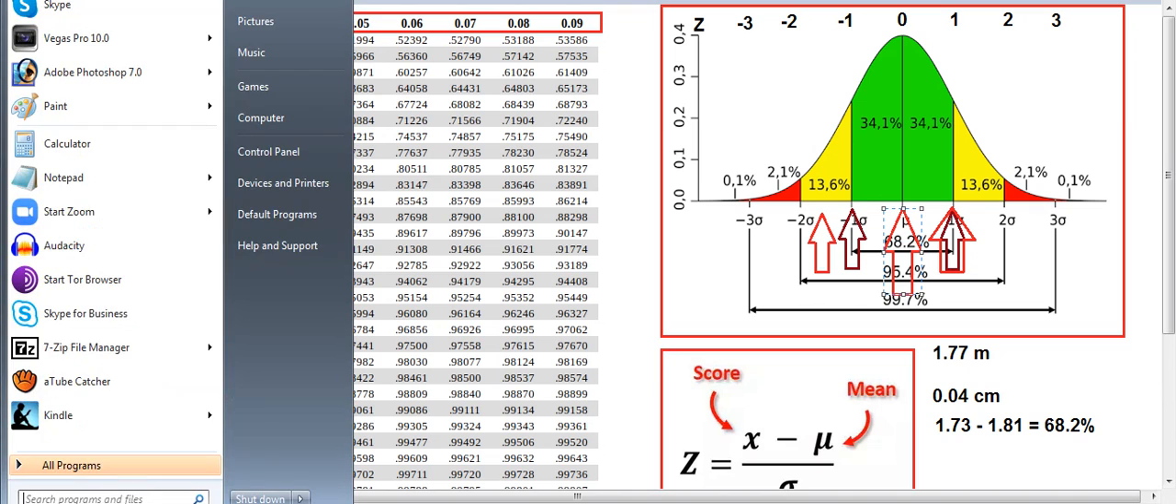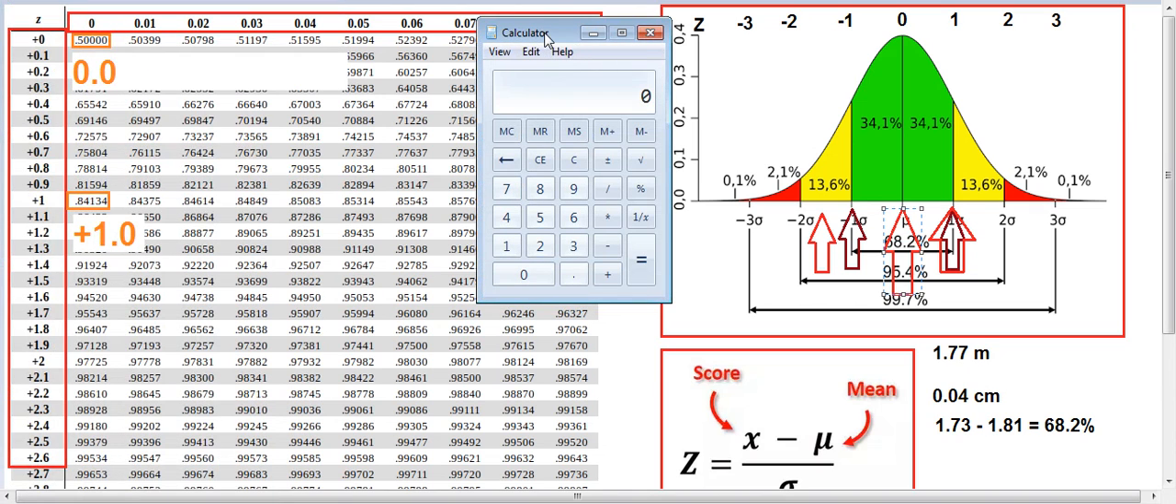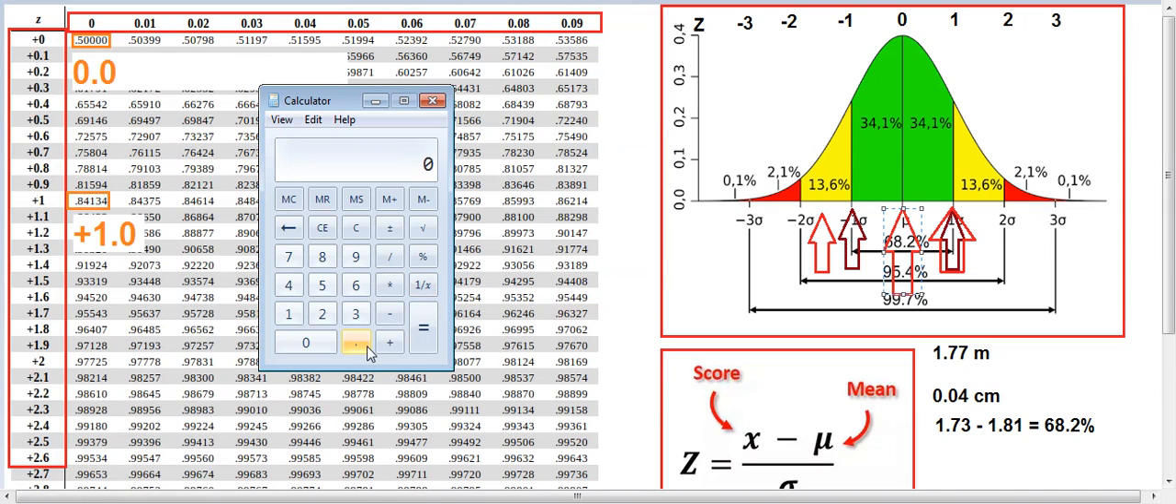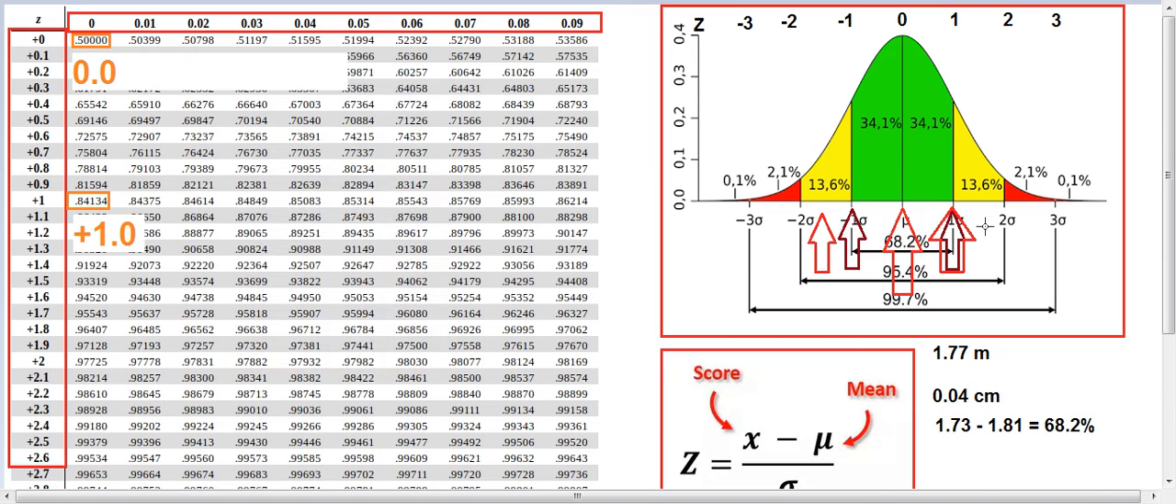So what happens if I take this number 0.841 and subtract 0.50? Let me open my calculator. Let's do it: 0.841 minus 0.50. How much is that? 0.341. And if I multiply this by 100 to get a percentage, we find 34.1. So for these values we are actually using the position in the standard normal curve to find probabilities.